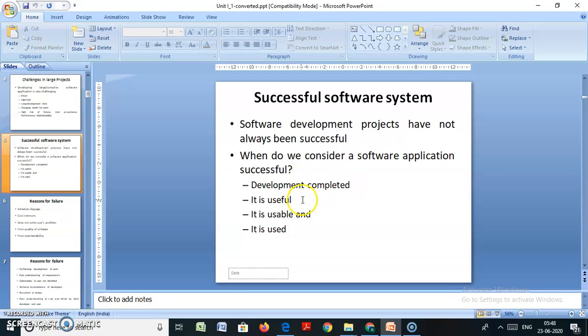Next, it is useful, it is usable, and it must be used. When we develop cost-effective and maintainable software, finally it must be used by the users. Then the software systems are called successful software systems. Otherwise, the software system cannot be used by the users. So when we develop cost-effective and maintainable software, it must be used by the users.